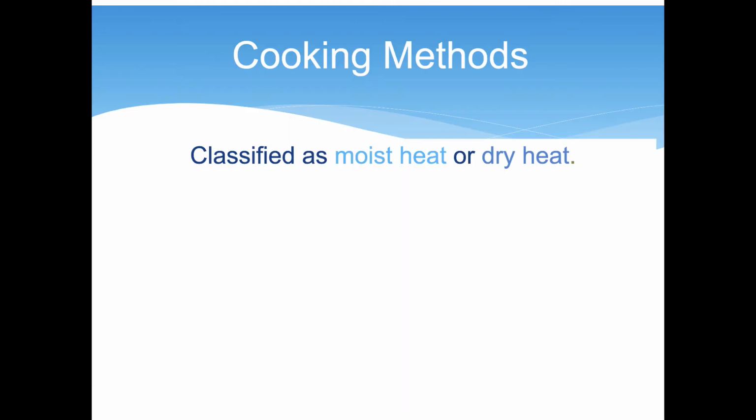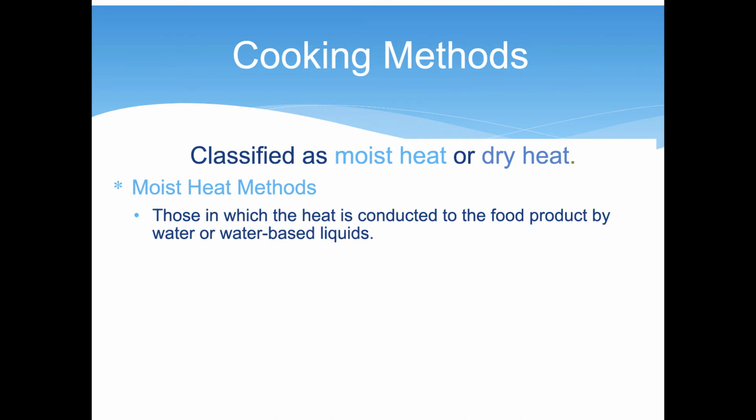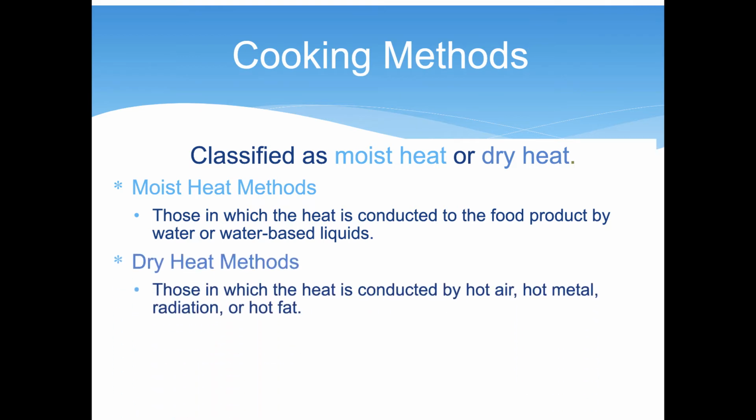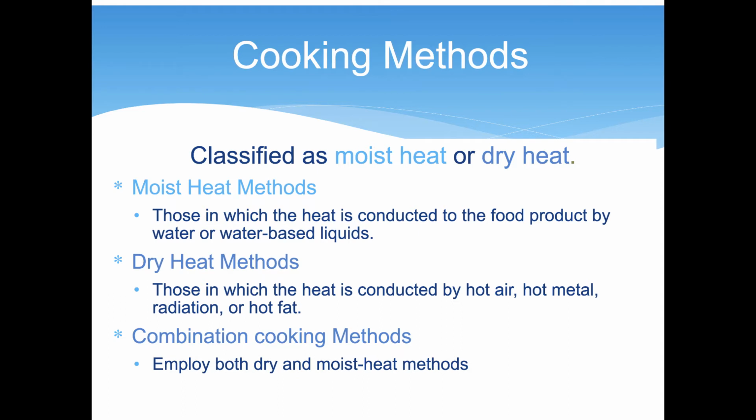So you've got the two cooking methods: moist heat and dry heat. Moist heat is where the heat is conducted to the food product by water or other liquids. Dry heat is where the heat is conducted by hot air. And then sometimes you have a combination of cooking methods. Can you think of one where you use both dry and moist heat?